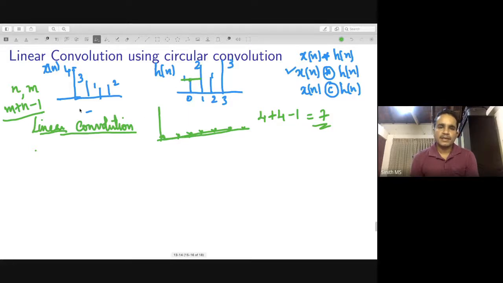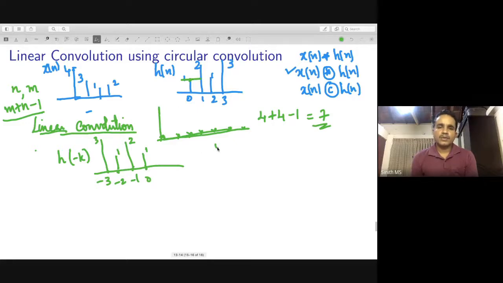You do a time reversal. So when you do time reversal, you represent h of n as h of minus k, where we are considering the linear convolution. So when you do time reversal, this 3 will come to the position of minus 3. So you have 3 here. Then at minus 2 you have 1. At minus 1 you have value 2. At 0 you have value 1. So this is the basic time reverse version of this signal.